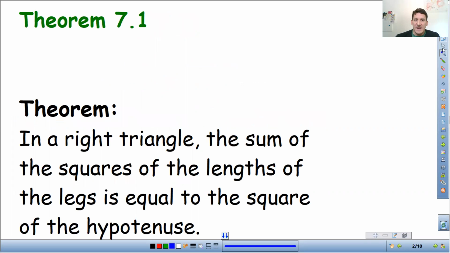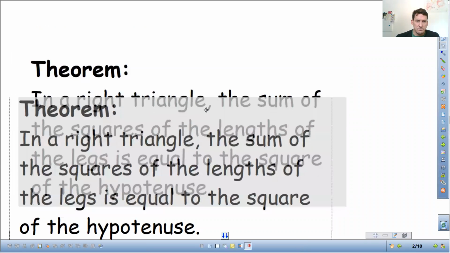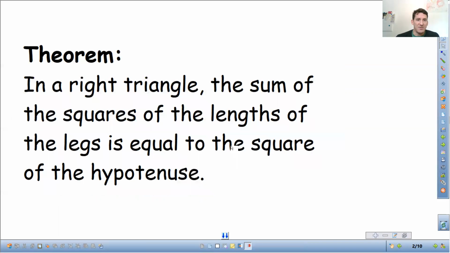So the definition of the Pythagorean Theorem is: in a right triangle, the sum of the squares of the lengths of the legs is equal to the square of the hypotenuse. That's a really wordy definition. We're going to simplify that here, make it a little bit easier. But what's important to remember is that it only works for right triangles. If it's not a right triangle, you can't use this to solve it.